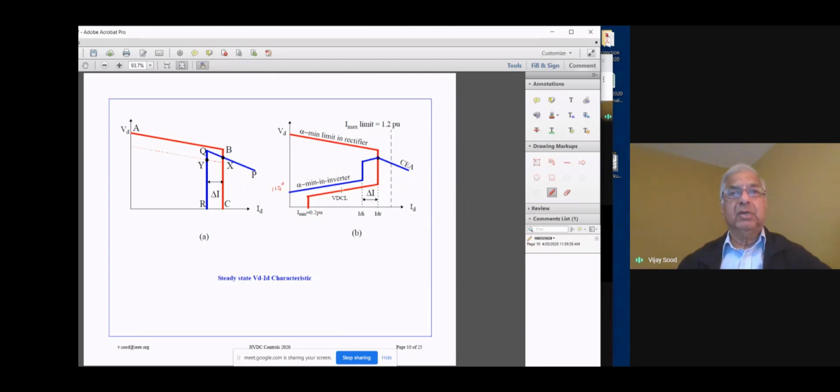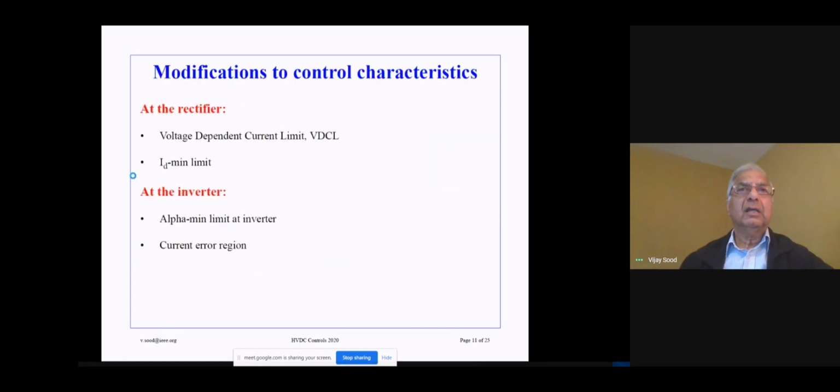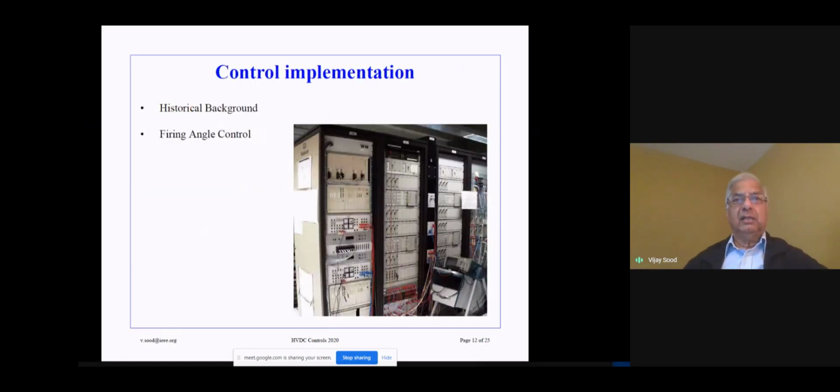Okay. So these modifications help to protect the valves, help to protect the DC transmission system, and they are a very useful part of the transmission system. Here is a graphic of an HVDC control system from the actual installation. You can see these controllers. These are digital controls. So this is a view of the controls.